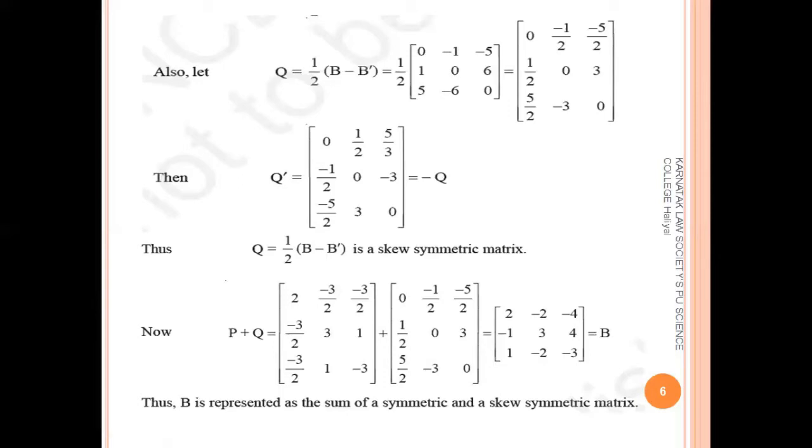Don't get confused here. In Q dash, if you take minus outside, all positive terms become negative and negative terms become positive. That's why it becomes minus Q. Understood? In this way, we will solve these kinds of problems. It's of 5 marks.